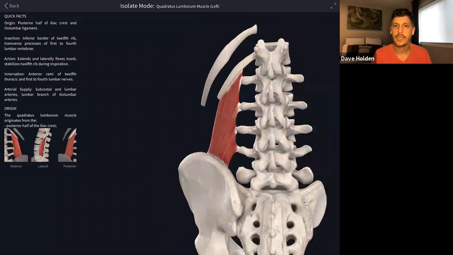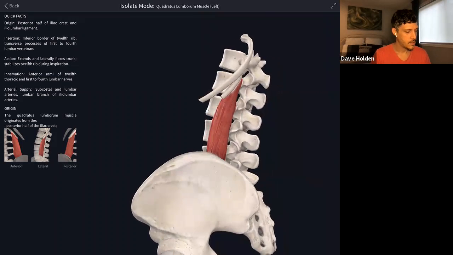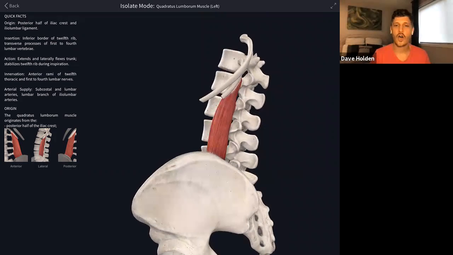Looking at this muscle, it is going to be a lateral flexor. So one side reaches up, grabs the ribs, pulls down. That's also going to be a low back extensor. So it's going to pull down on the ribs and lean us into extension.